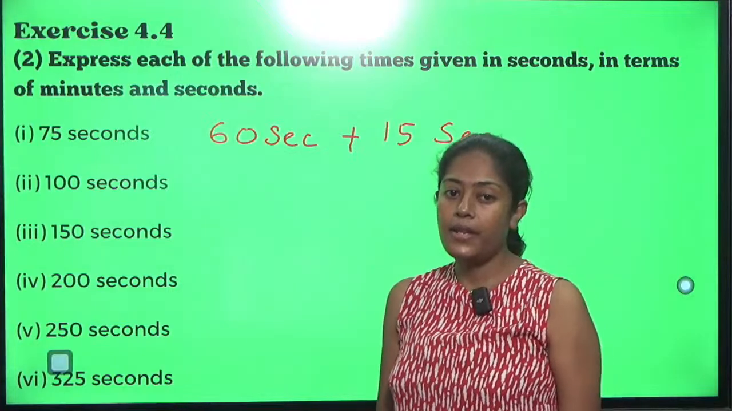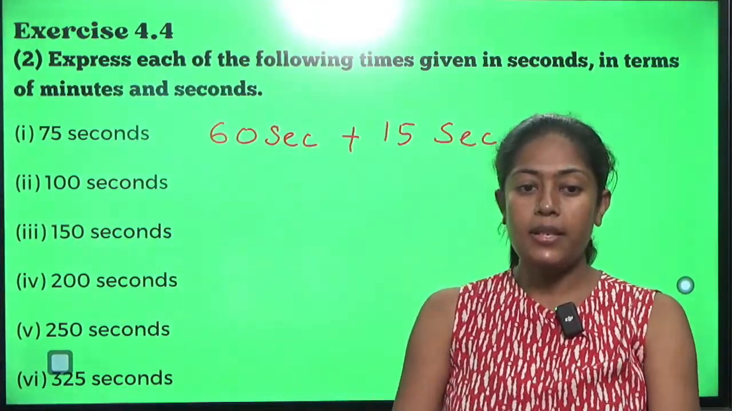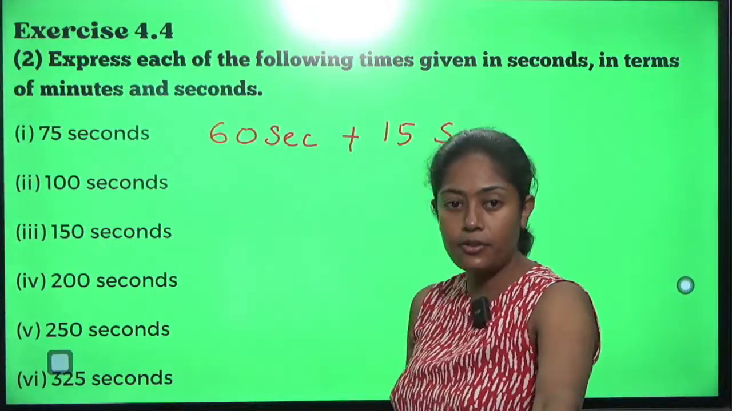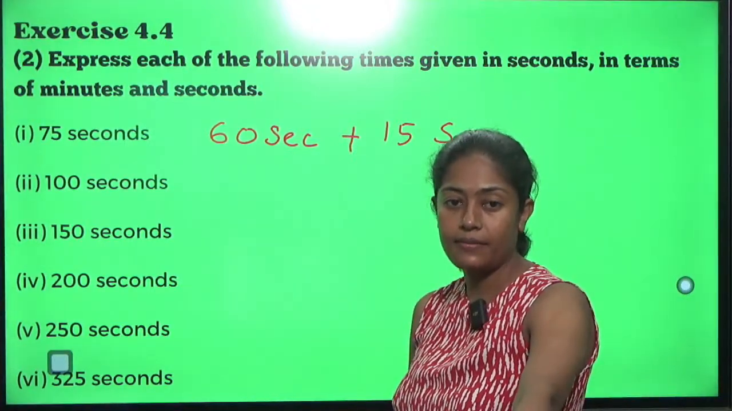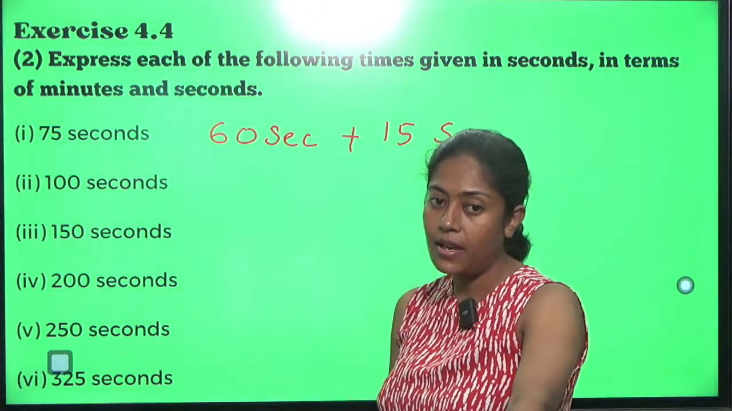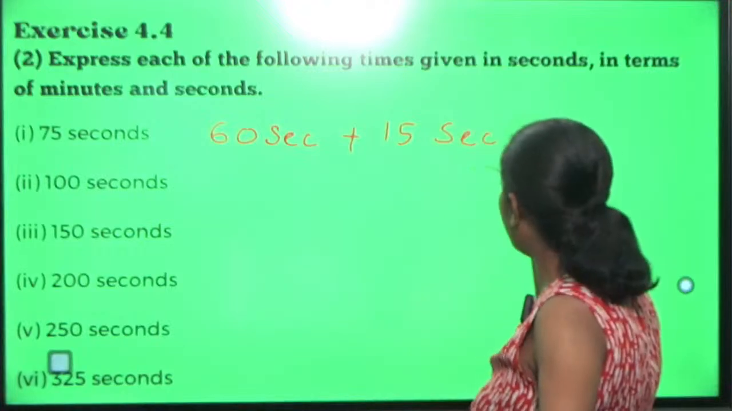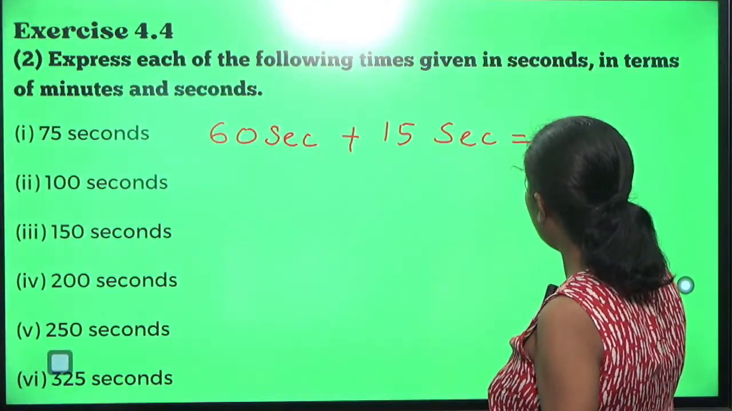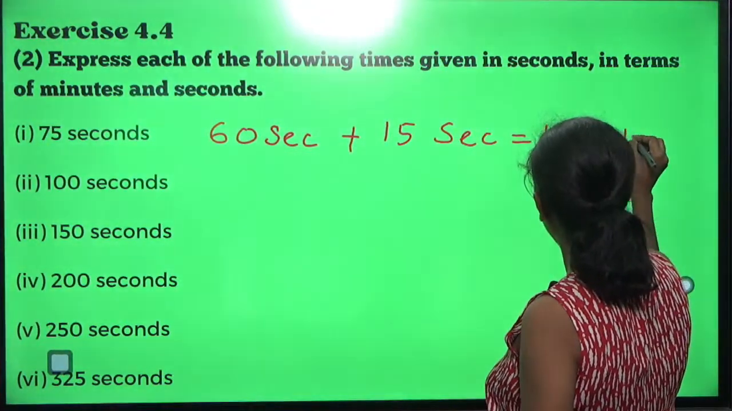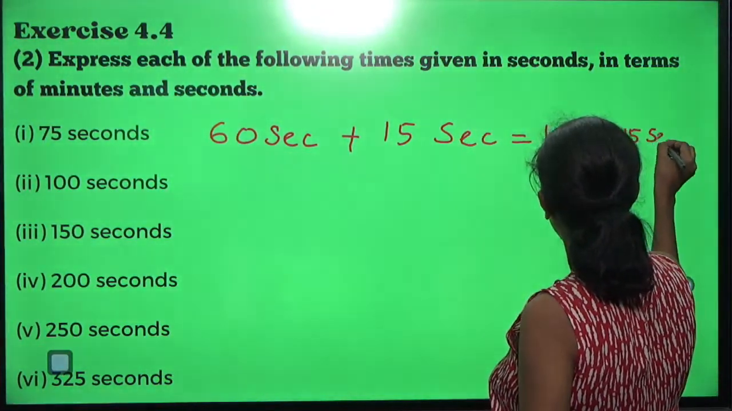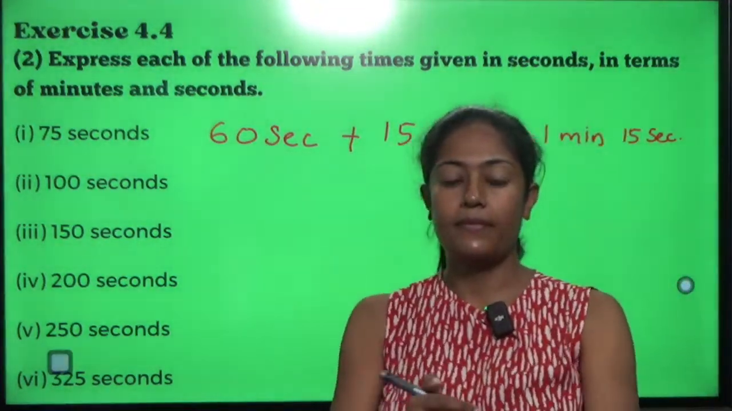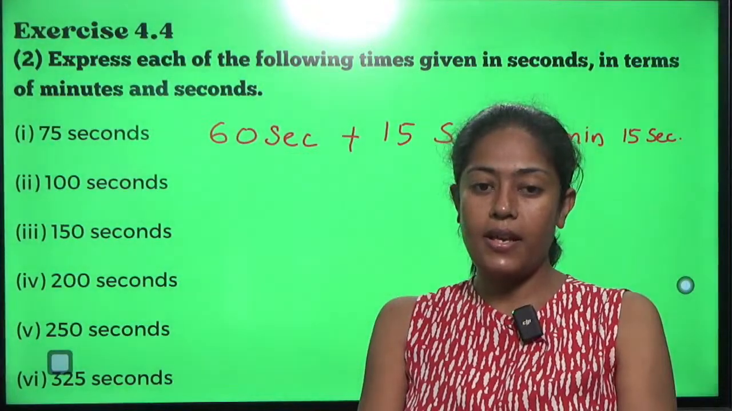Right? Then they ask for the answer in minutes and seconds. So 60 seconds is equal to how many minutes? When you divide 60 by 60, the answer is 1. Then you can write this one as 1 minute and 15 seconds. Okay. Got the idea, I think.